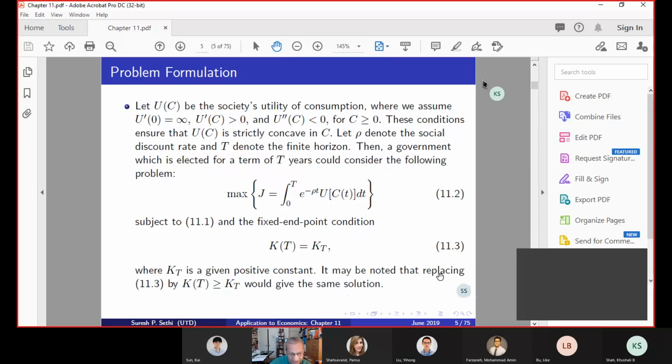It may be noted that replacing K_T equal to K with K_T bigger than or equal to K will be the same. Because if I replace it with K_T bigger than or equal to K, there's no reason for me to leave more than K, because I can use that little bit more to consume. In the worst case, I can consume at the end, an impulse control, just consume whatever is extra and get some utility out of it, right? And then leave it at K. So you will see that K_T bigger than or equal to K and K_T equal to K are identical. They'll give you the same solution.